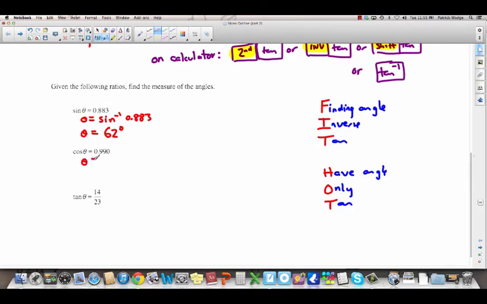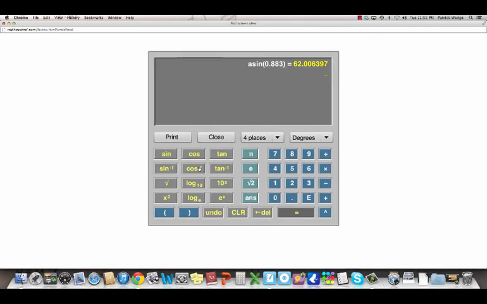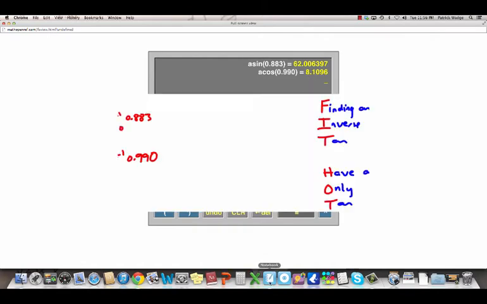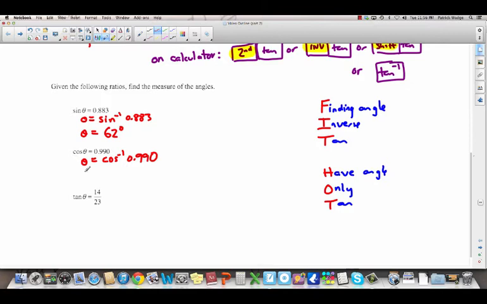Okay, so the angle is equal to inverse cos, or arc cos if you want, of 0.990. So we go to our calculator and put inverse cos of 0.990. Again, you probably don't actually have this button that says inverse cos. You'll have to press shift cos or second cos or inverse cos. And when I do that, I get 8.1096. Let's just call it 8.1. We'll go to 1 decimal place. So 8.1 degrees is our answer here.